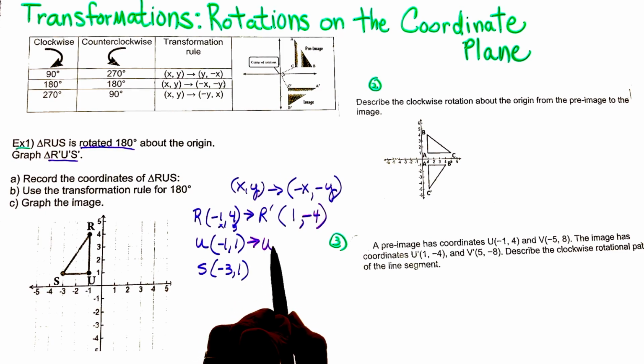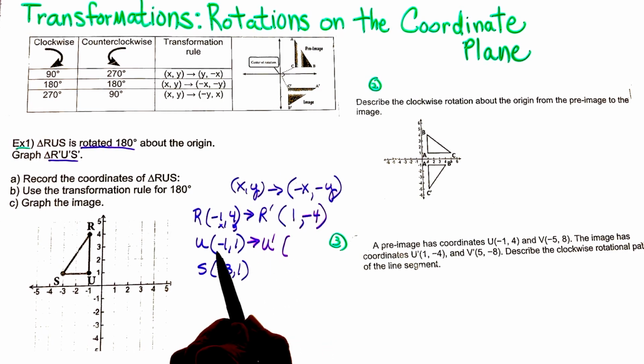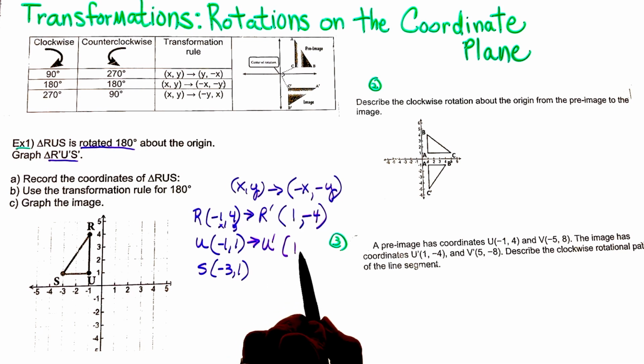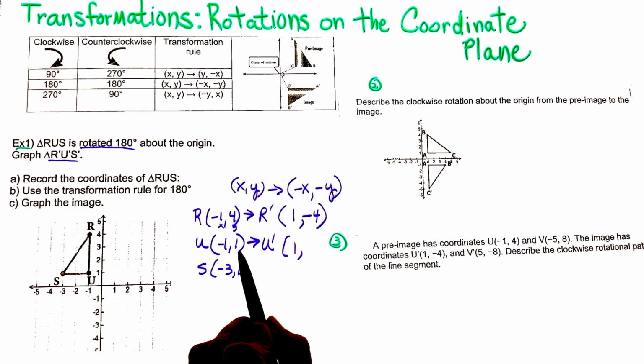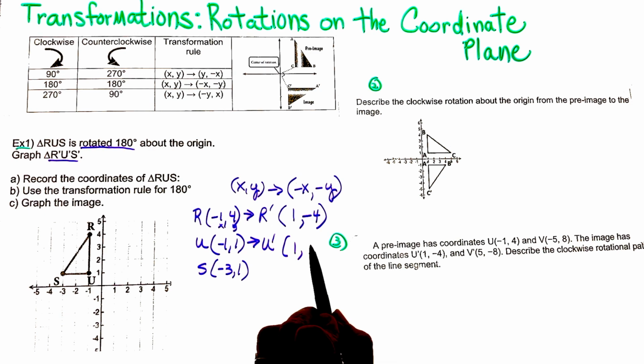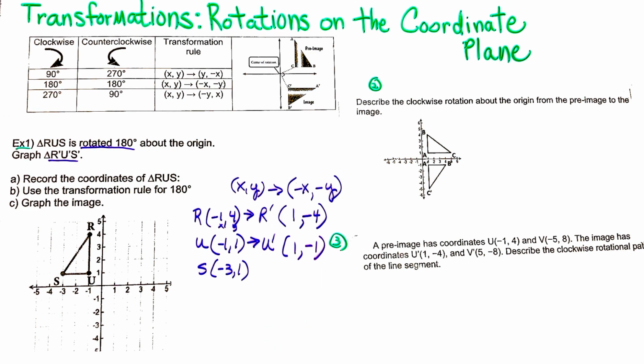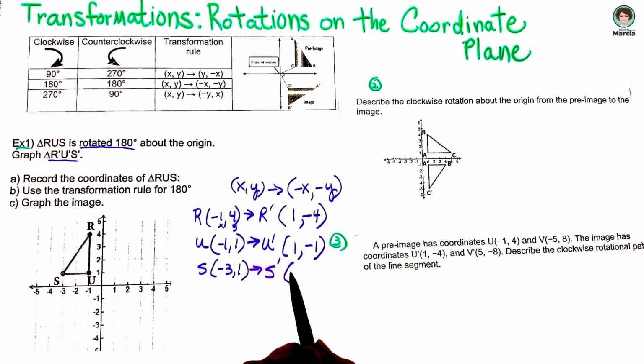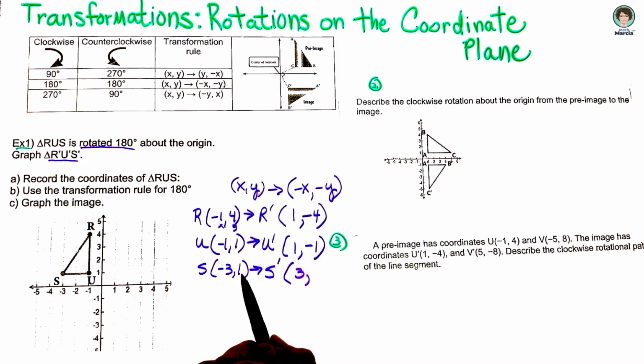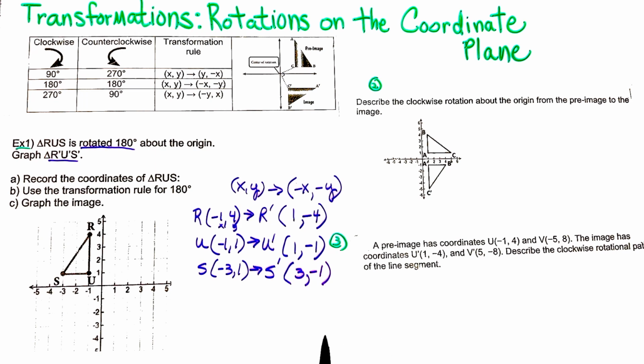Let's go to our U prime. Our X is at -1, so again, it's going to be +1. Our Y is 1, and so it will be the opposite, so it will be -1. Going to our S, we have -3 and 1. So our S prime is going to be the opposite, +3, and the opposite of +1 is -1. So now we are going to actually graph these 3 points on this grid.